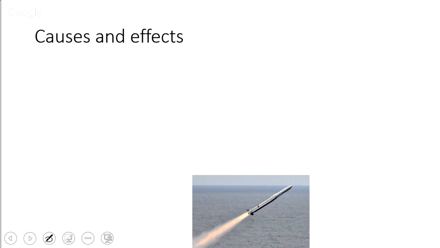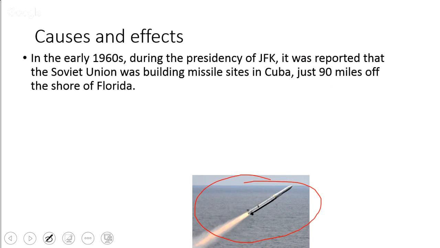Did you see the picture here? Can you take a guess? So we will see the missiles. Missiles are very, very dangerous weapons. So you see, in the early 1960s, during the presidency of JFK, it was reported that the Soviet Union was building missile sites in Cuba, just 90 miles off the shore of Florida.